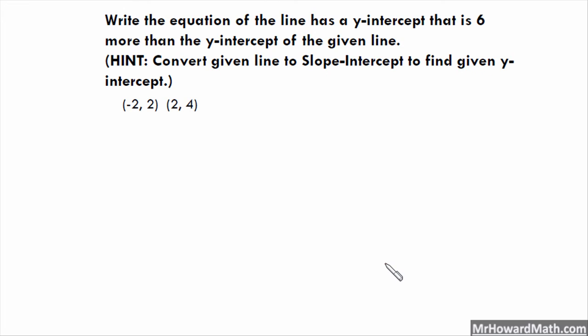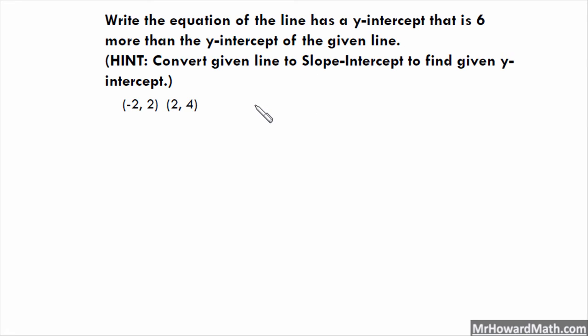Here, write the equation of the line that has a y-intercept that is 6 more than the y-intercept of the given line. It says hint: convert given line to slope-intercept, define given y-intercept. So they are telling us that the y-intercept needs to be 6 more. They don't say anything about the slope, so that means the slope should be the same. So first of all, we need to find the equation of this line in slope-intercept form because we must know the y-intercept, and slope-intercept would give us that.